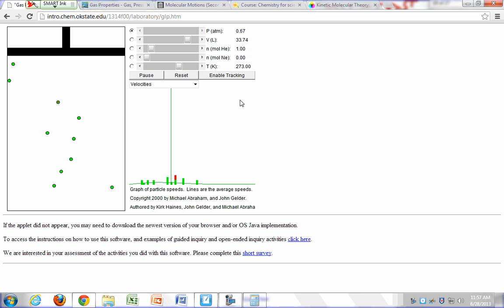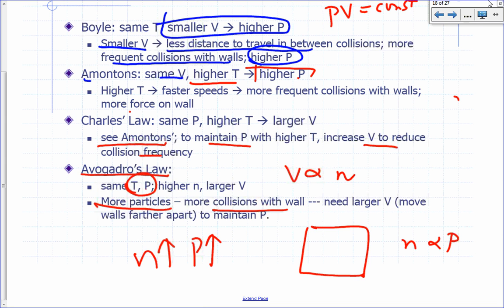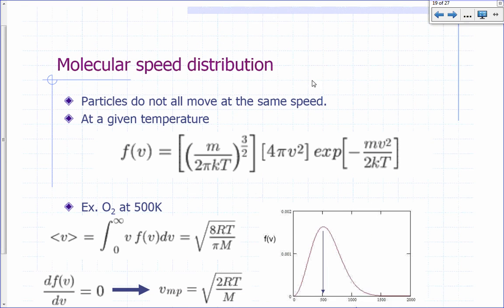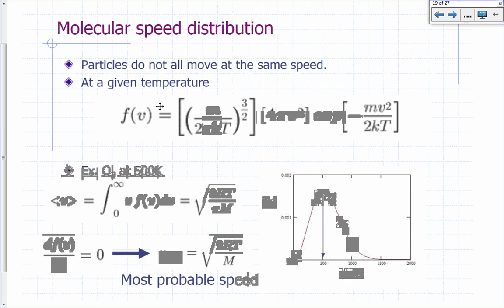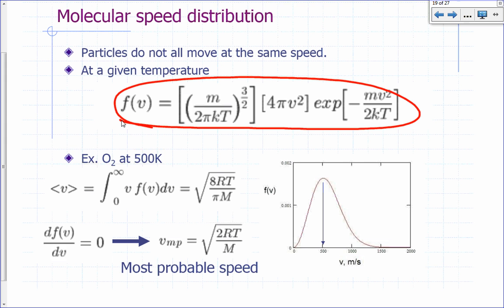Another website that you might find useful, we'll talk about this in a little while: distribution of speeds. I think that's the next topic. Like I said, particles do not all move at the same speed at a given temperature. This equation is called the Maxwell speed distribution, and it tells you how the molecular speeds are distributed at a given temperature.